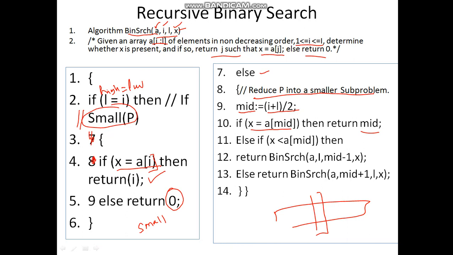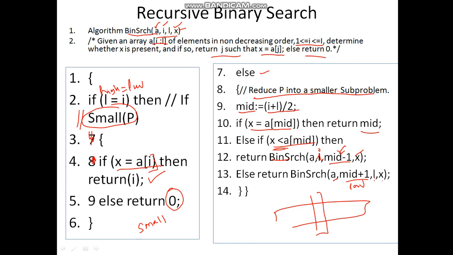Otherwise check, if X is less than A[mid], in that case you have to search in the left subarray. So that is A, low, and mid minus 1, where high is adjusted to mid minus 1, and X. Otherwise, if this condition is not true, search in the right subarray. So A, mid plus 1 is low, and high will remain as it is, and X. This is how we can say a recursive version of the binary search algorithm works.